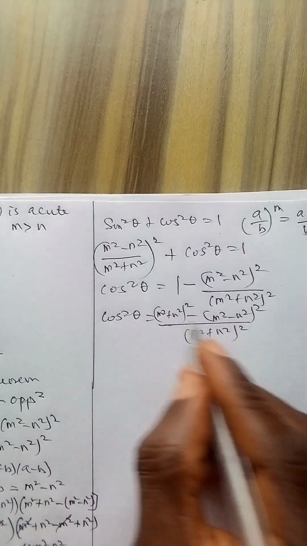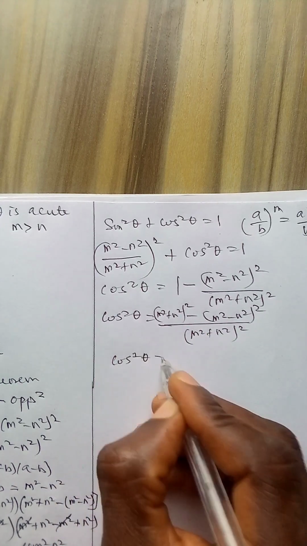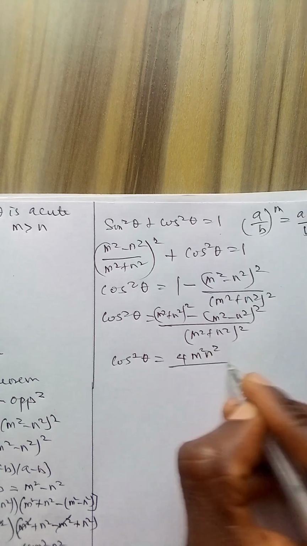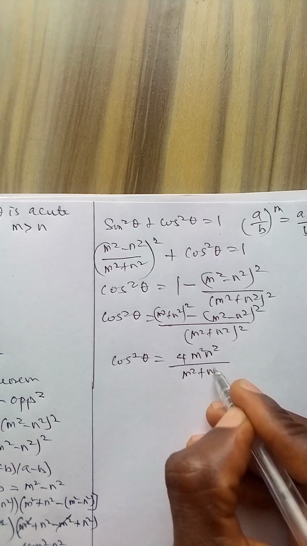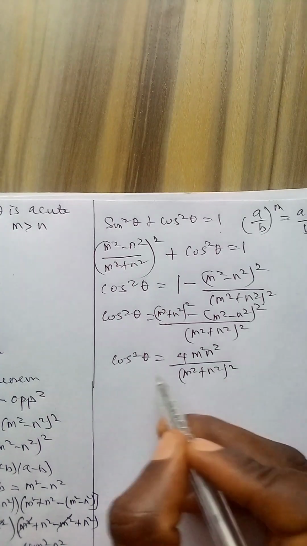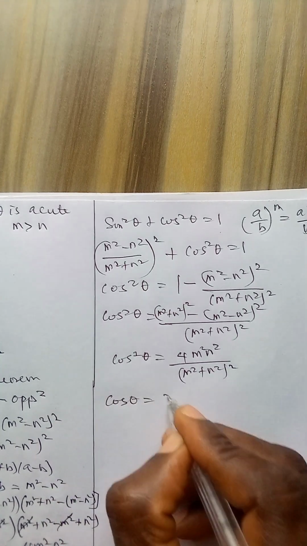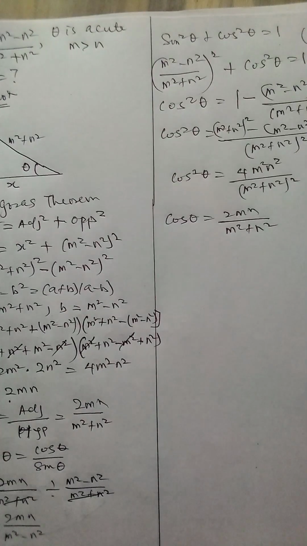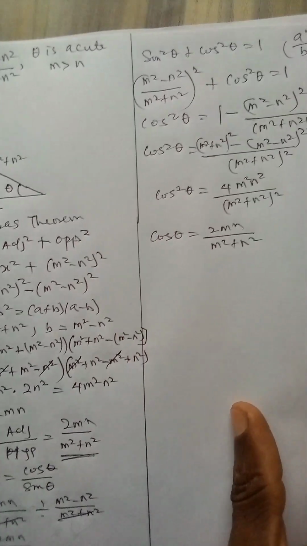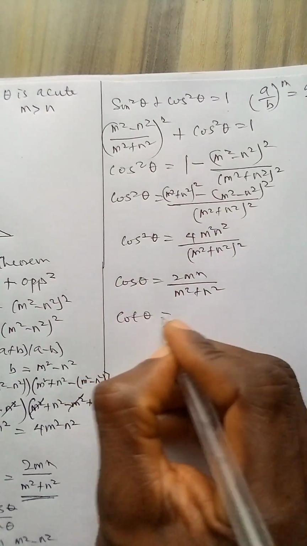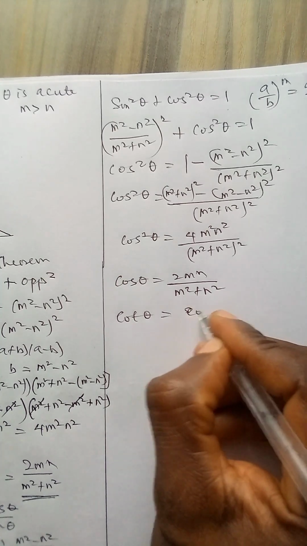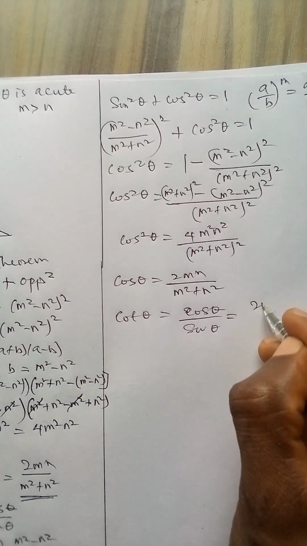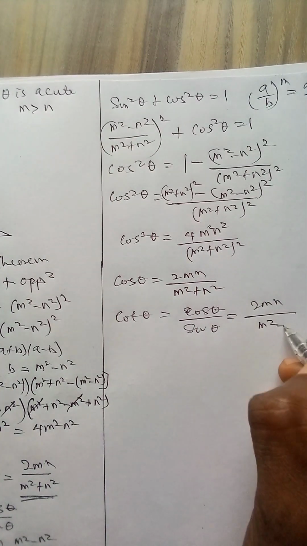So if I apply difference of two squares here, cos squared theta will now be 4m squared n squared over m squared plus n squared raised to power 2. So square rooting both sides, cos theta is 2mn over m squared plus n squared, just as we have it here. Now, cot theta is defined as cos theta over sine theta. And when we substitute, we have 2mn over m squared minus n squared.